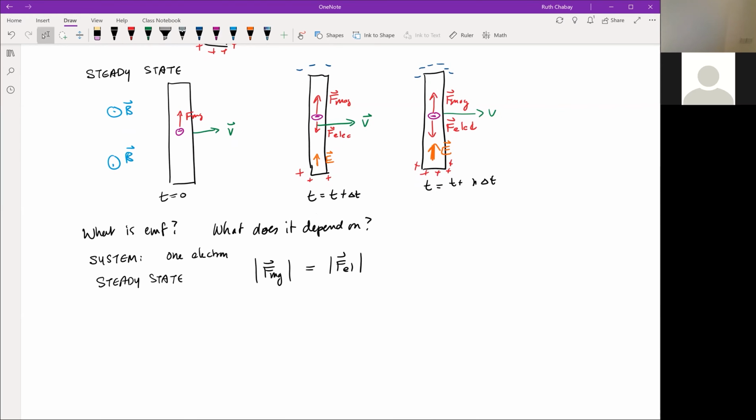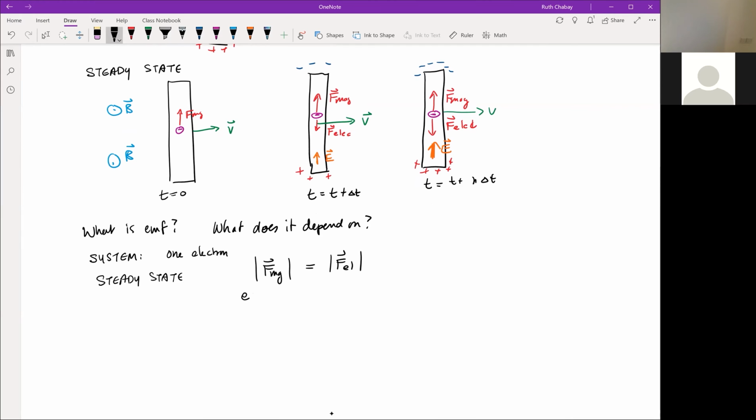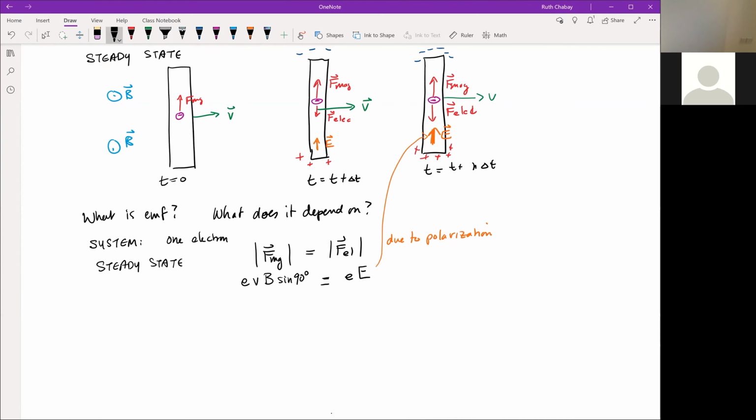The magnitude of the magnetic force is just the charge times the speed times the magnetic field times sine of 90 degrees here. And this electric force is, of course, just the charge of the electron times the electric field inside the bar. This is the electric field due to polarization. And when that happens, we don't get any more polarization, and we've reached this steady state. Simplifying this expression, we see that E, the electric field inside the bar, is going to be equal to v times B.